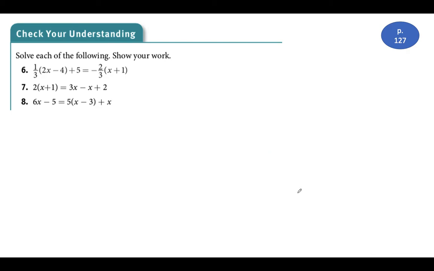All right. So let's look at number 7. Number 7, we have 2 times x plus 1 equals 3x plus negative x plus 2.